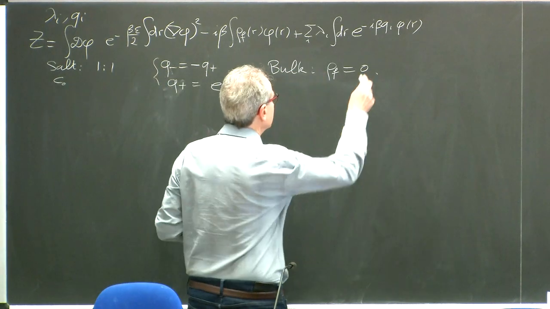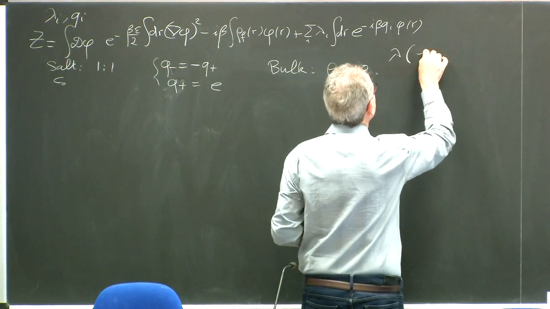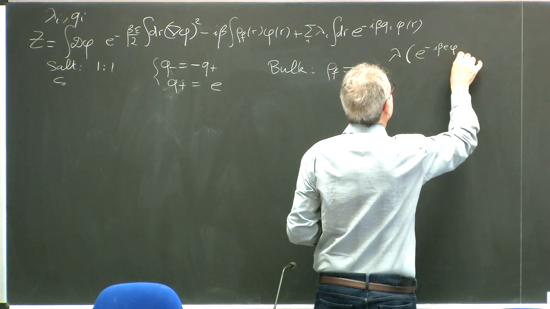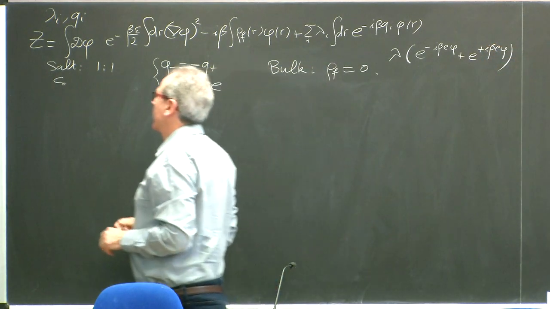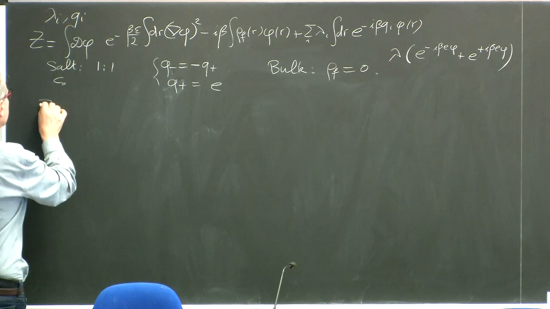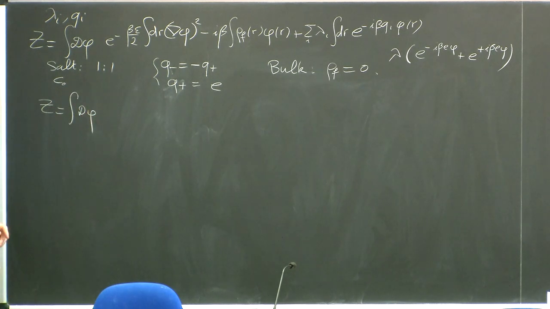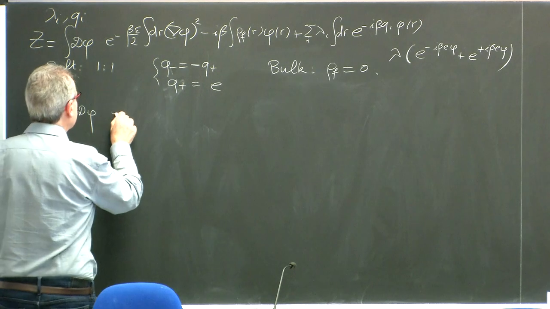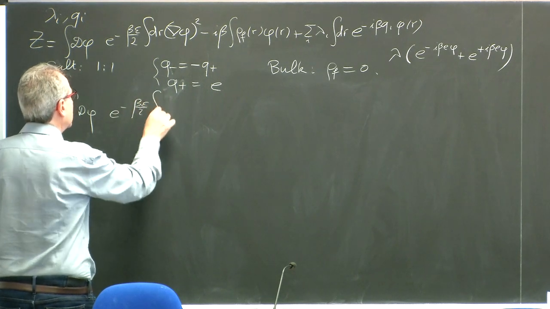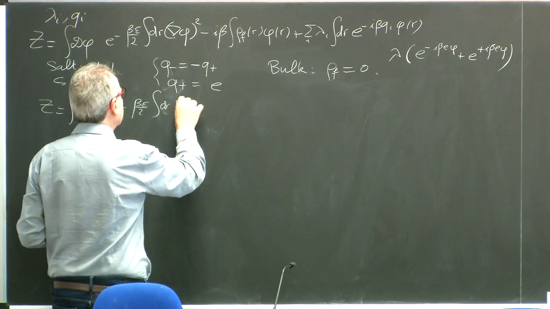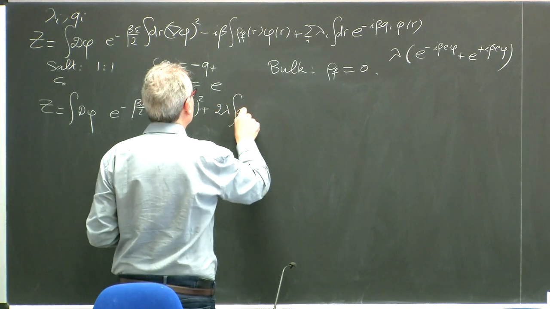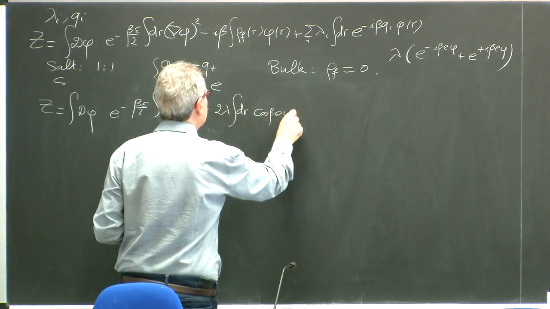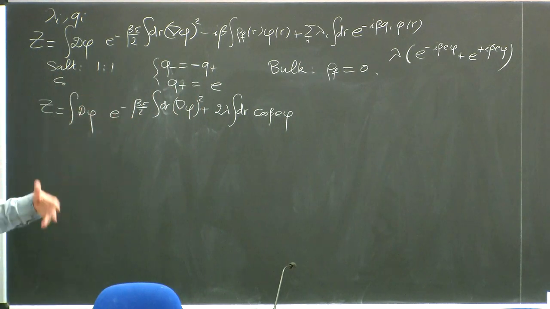So this term reduces to lambda e to the minus I beta e phi plus e to the plus I beta e phi. And so the partition function can be written as an integral over all field configurations phi as e to the minus beta epsilon over 2 integral dr gradient phi square plus 2 lambda integral dr cosine beta e phi. And it's a three-dimensional integral, or any dimensional, depending where you are.